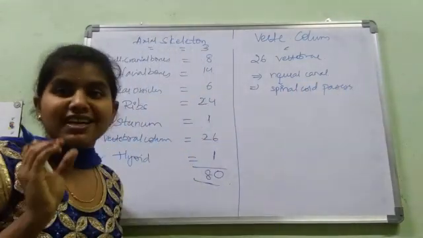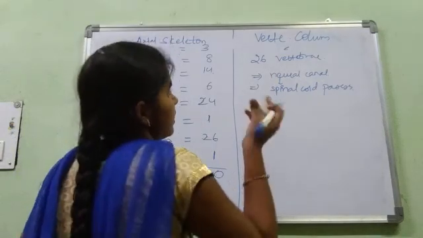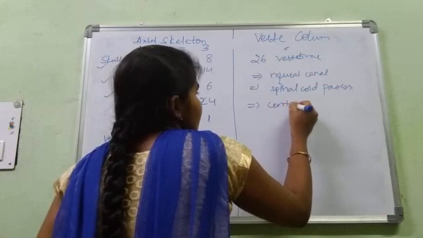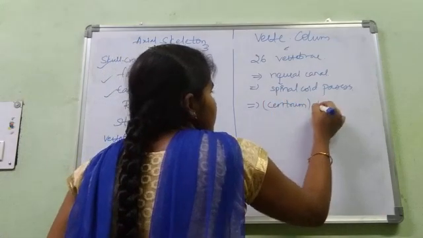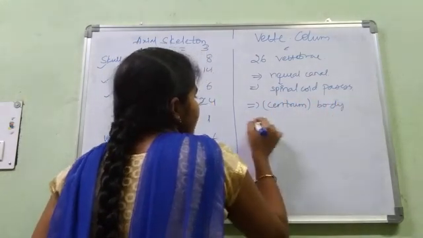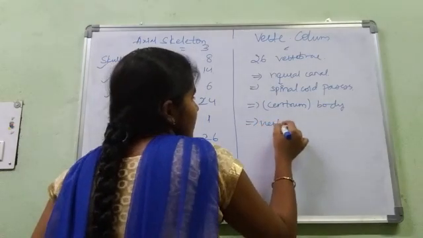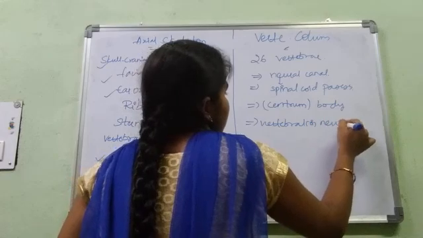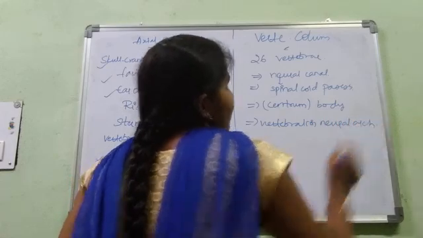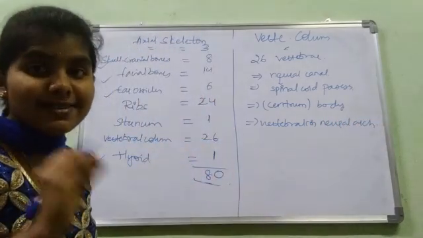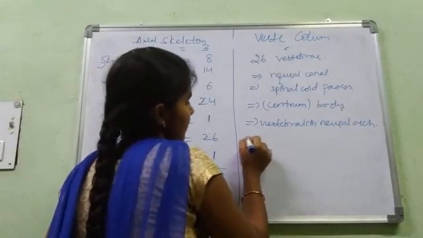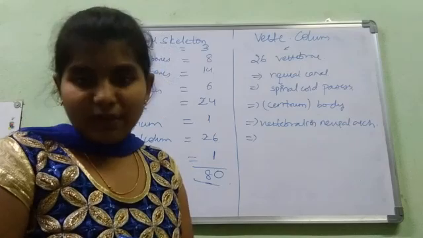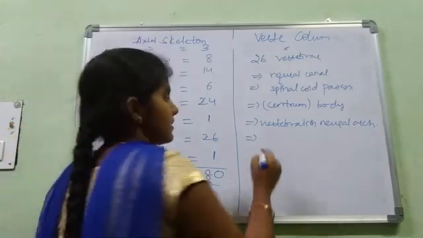If you observe the structure of that vertebra, it has a body called a centrum, and it has a vertebral or neural arch that articulates with the skeletal structures. Now let us discuss the types of vertebrae.